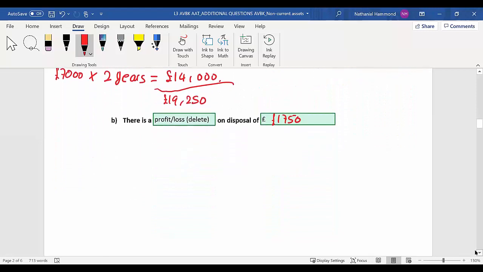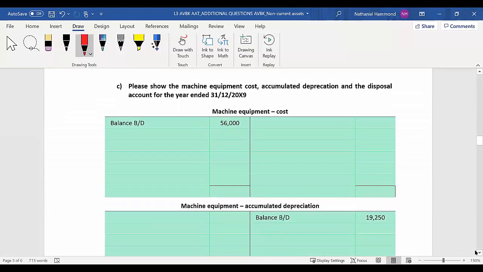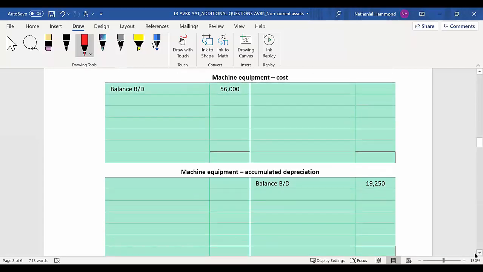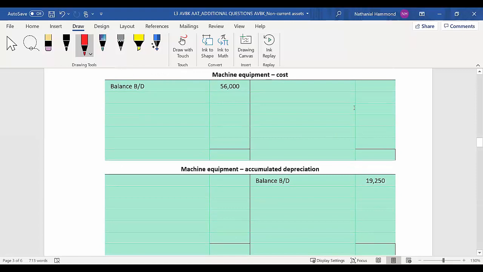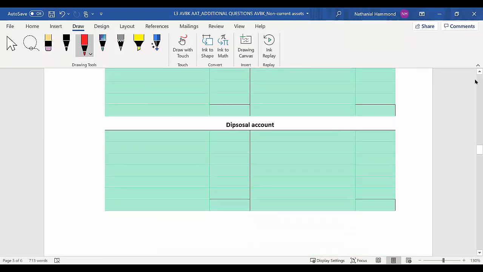So this is where we now can tie this together a little bit more. Okay, now I want to just make sure that we can get through the accounts properly. So we're now going to use the figures above to remove the asset, and then obviously we'd balance the accounts as appropriate. So let's have a look at the accounts we're going to be working in first. We've got the machine equipment cost account. We've got our machine equipment accumulated depreciation, and we've got our disposals account.